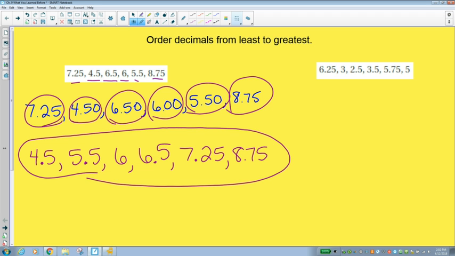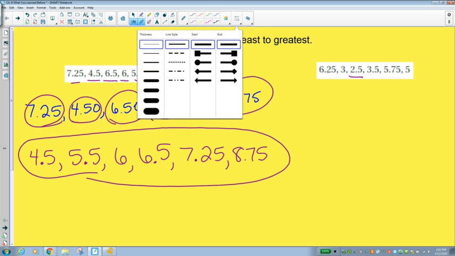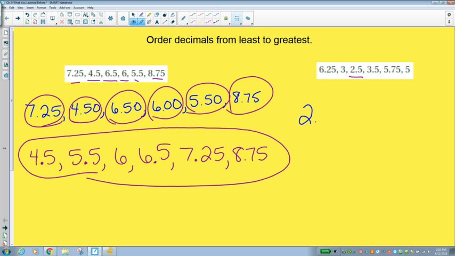The smallest whole number was 2, and it was with 2 and 5/10ths. So there's nothing else with a whole number of 2. So my smallest value for this list is going to be 2 and 5/10ths. Then I look at my 3's as a whole number, and I have 3 and 3 and 5/10ths. So I'm going to compare just those two. Well, 3 is the same thing as 3 and 0/10ths, and that would be smaller than 3 and 5/10ths. So 3 is going to come next, then 3 and 5/10ths.